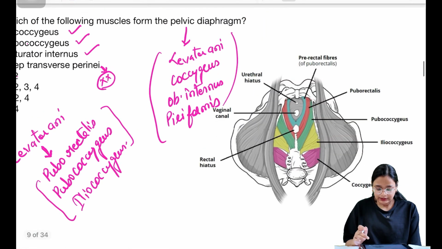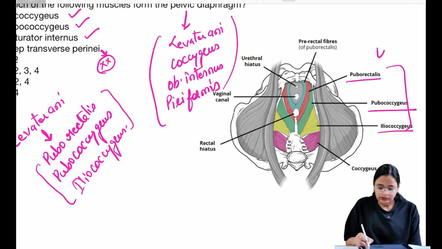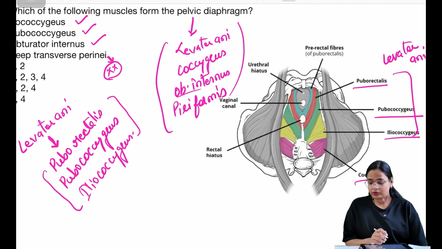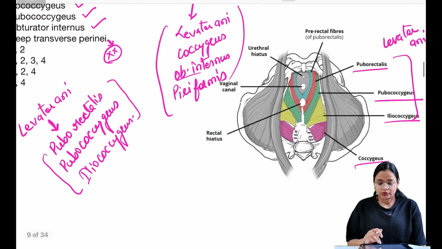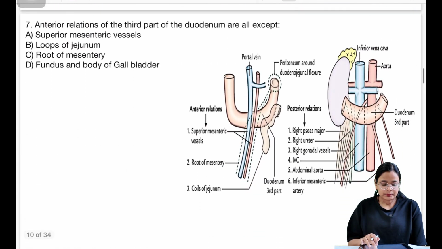Here you can see the diagram. So this is puborectalis, this is our pubococcygeus and iliococcygeus. All three are forming levator ani. Okay, here we have coccygeus. This obturator internus is mainly present in the lateral walls of ischioanal fossa. Okay, so this is about 6th, 7th question.